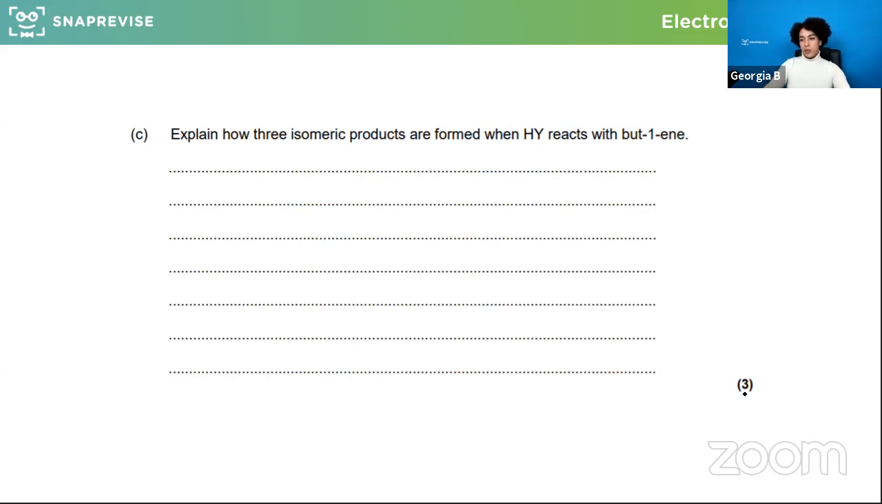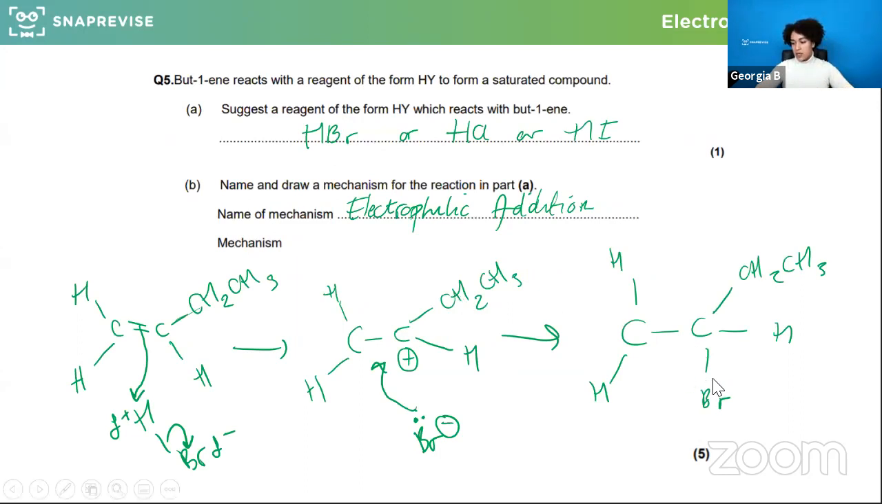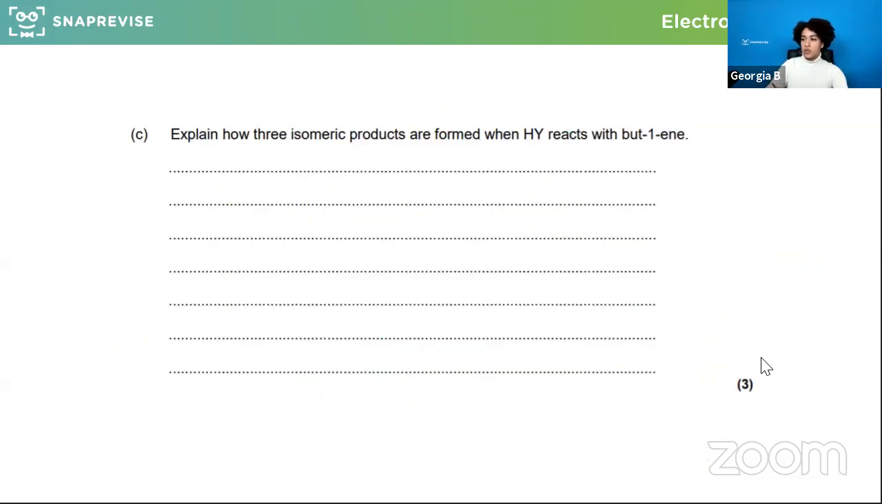So the first thing we want to write down is what the name of the secondary product is going to be, the minor product. So what are we going to say? What's our minor product? If our major product is 2-bromobutane, what is our minor product going to be?